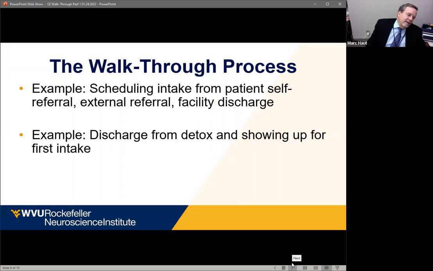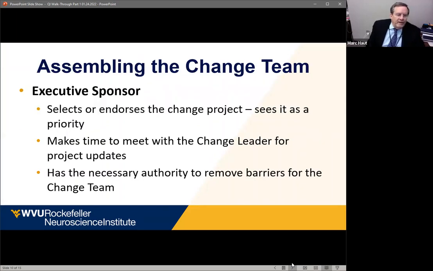All right, Jay, next slide. Okay, so we're going to talk a little bit about a change team, and there's basically the team itself, which we'll get to in a second, but the executive sponsor and the actual change leader. The executive sponsor is someone that has authority, can remove barriers, is supportive, typically doesn't do the implementation work. But if you need something, they can take care of it for you.